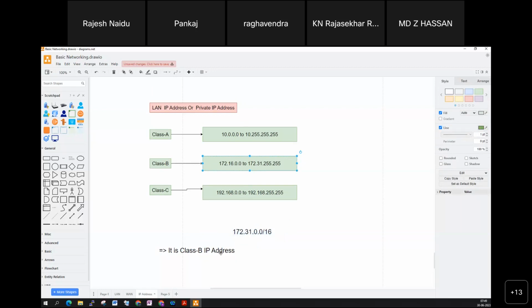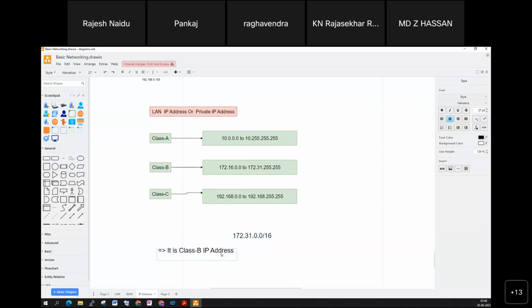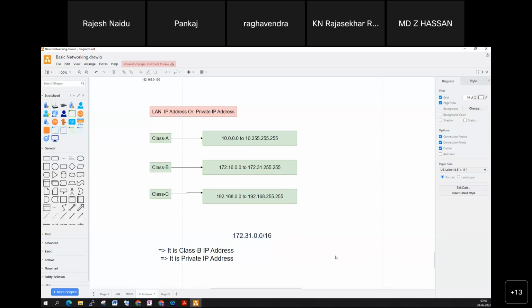So now, this is a class B address, and is it a private address or a public IP address? It is a private IP address. Perfect. So what is the meaning of /16? What is the meaning of /16?